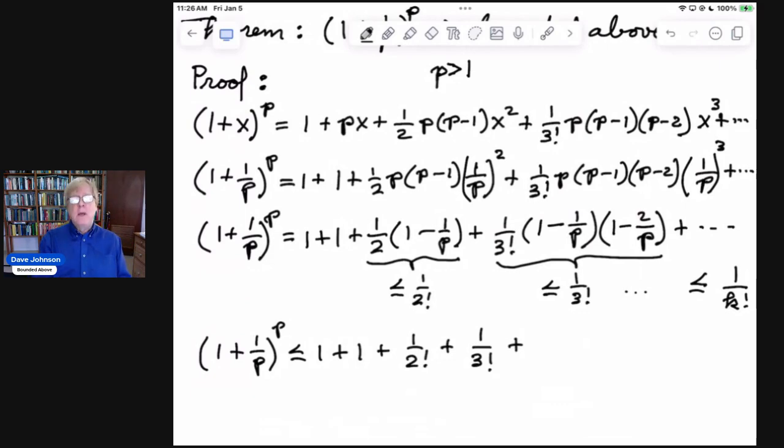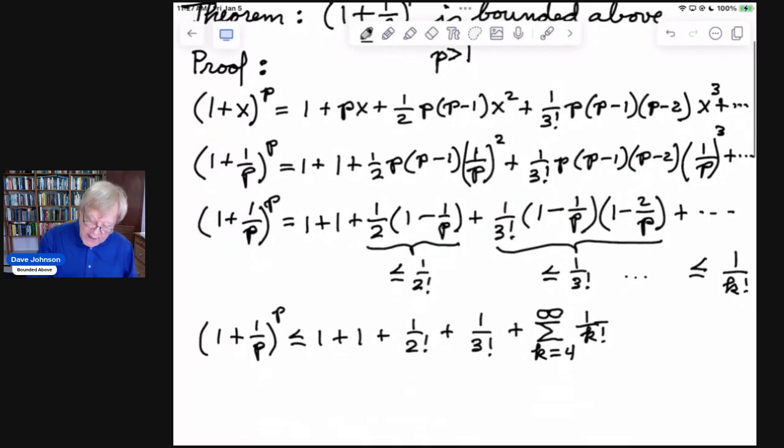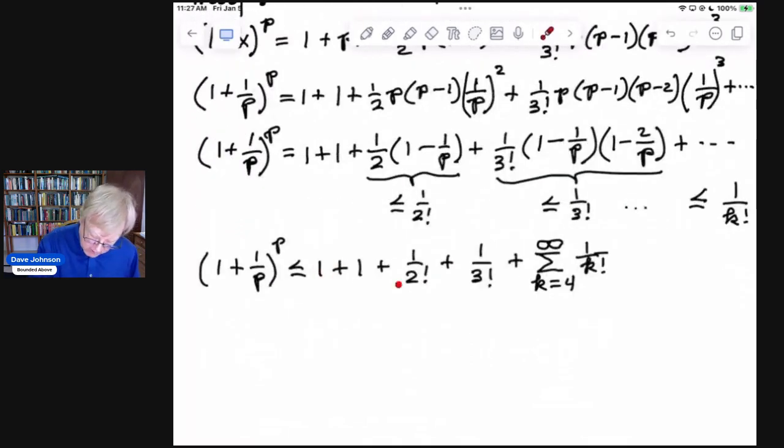Now, I think we know where this is going. I could write plus 1 over 4 factorial plus 1 over 5 factorial, but what I want to do instead is write this as a summation from k equal 4 to infinity of 1 over k factorial. And notice it's an inequality. We're saying that all of this is bigger than this. So if we can calculate what this is, or even get an approximation to this, which is still bigger, then we will have an upper bound on this expression. So that's kind of where we're headed.